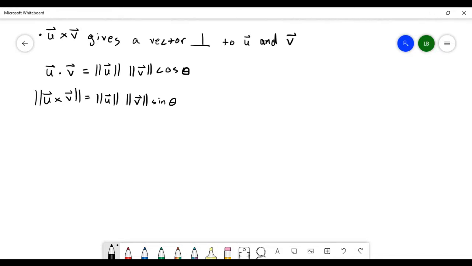Of course, we do have to take the magnitude of the cross product because the cross product gives us a vector. So in order to convert that to a number, we just take the magnitude. But this is essentially what is known as the cross product formula.